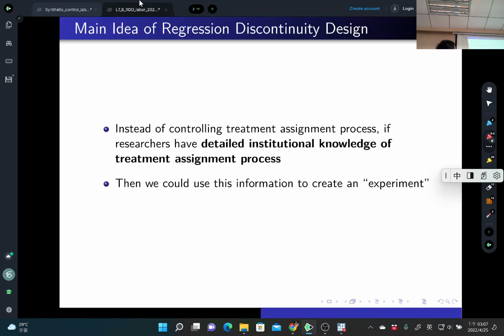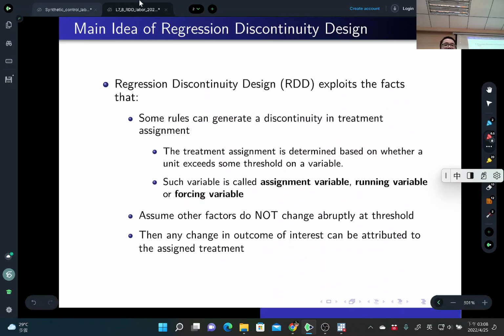But if you know some detailed institutional knowledge of the treatment assignment process, maybe you can use this knowledge to create an experiment. Even if you cannot really control the treatment assignment process, if you have some knowledge of why this person gets a treatment and why that person cannot, you might be able to use that knowledge to estimate the causal effects. So that's the idea of the regression discontinuity design. The RD design explores the fact that some rules generate a discontinuity in the treatment assignment, and this assignment is determined by whether the individual exceeds some threshold of some variable.